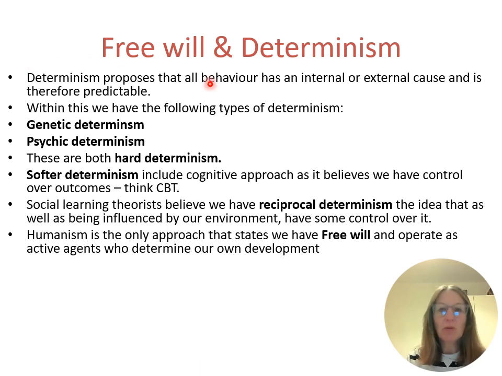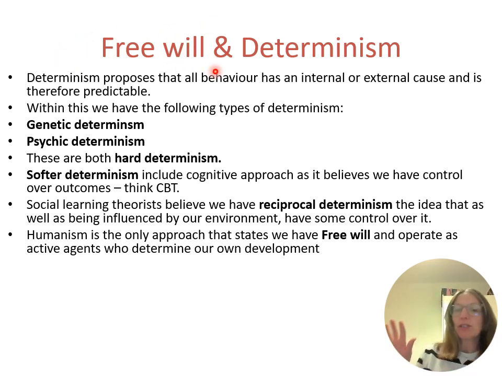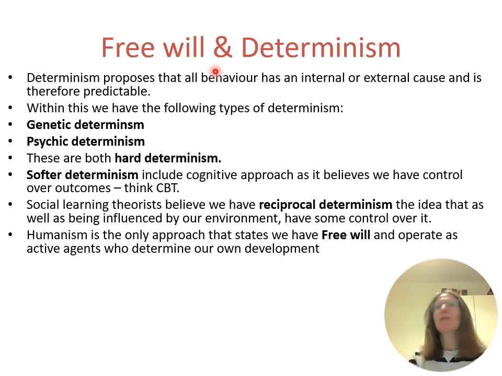Determinism proposes that all behaviour has an internal or external cause, is therefore predictable. So determinism, you've got different types of determinism, and if you think about it, you will know what the term free will means. Free will is choice, complete choice over everything. You choose to get out of bed in the morning, choose what to eat for lunch, choose where you go in the day. Okay, so determinism is the opposite of that, that everything is predetermined.